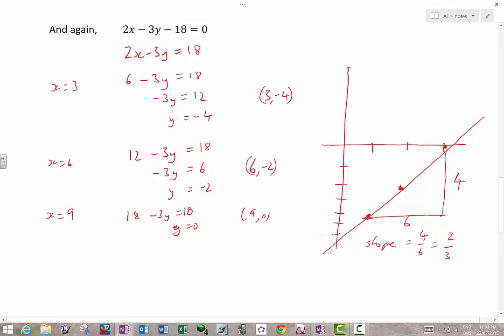And of course, every time we go across 3, we go up 2. So if we go left 3, we'll go down 2. So the y-intercept will be 2 less than negative 4, so it will be negative 6. So the equation of this line is actually y equals 2/3 x minus 6.